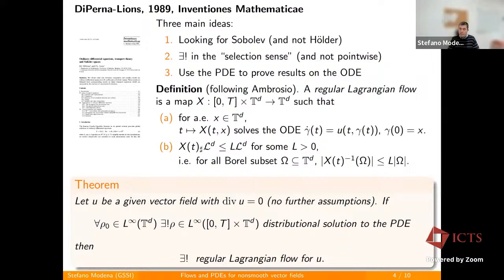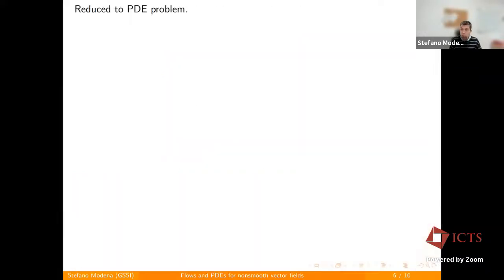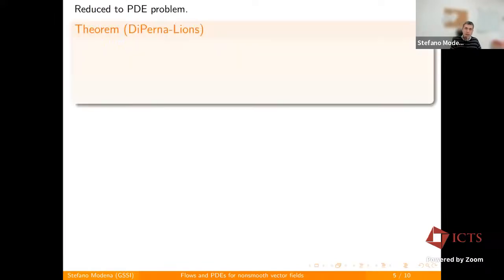And this is very good because now we have reduced our problem to a PDE problem. So now we can pick our favorite vector field and ask whether we can show this well-posedness, so existence and uniqueness for the PDE in the class of L infinity. If we can do that, then the ODE problem is essentially solved in this selection sense. Okay, so let's go to the next slide. We've reduced the problem to the PDE, and what DiPerna and Lions in their paper proved at the PDE level is the following theorem.